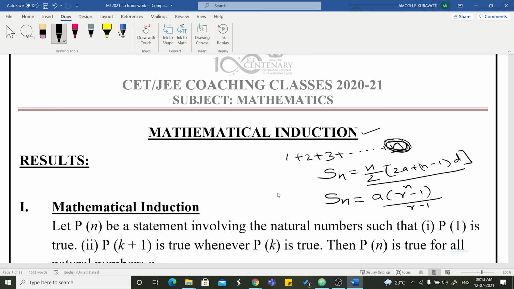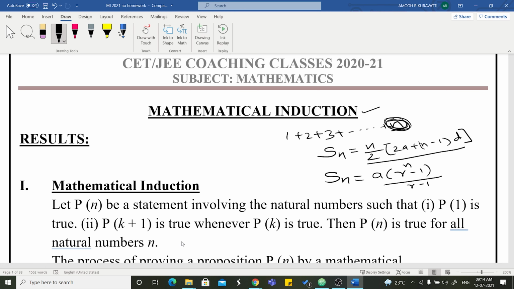Now how to prove? To prove by mathematical induction, it consists of three main steps. Remember, namely step number 1: the result is true for n is equal to 1. We should take n is equal to 1.